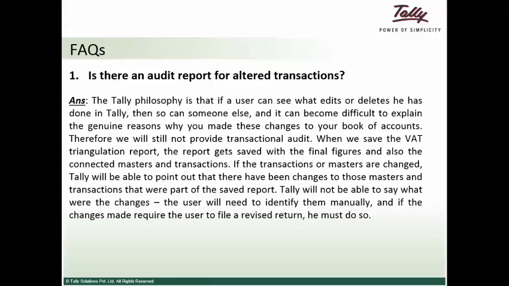When we save the VAT triangulation report, the report gets saved with final figures and also the connected masters and transactions. If the transactions or masters are changed, Tally will be able to point out that there have been changes to those masters and transactions that were part of the saved report. Tally will not be able to say what were the changes. The user will need to identify them manually. And if the changes may require the user to file a revised return, he must do so.